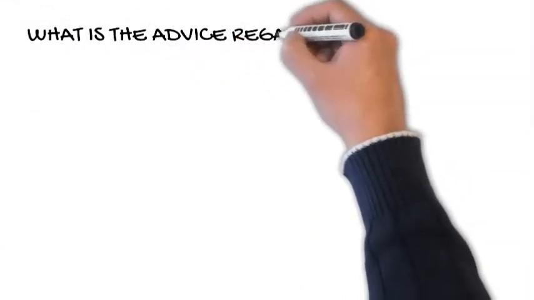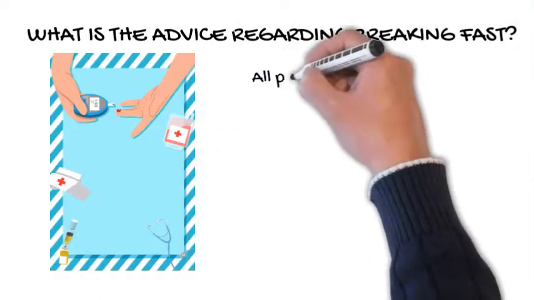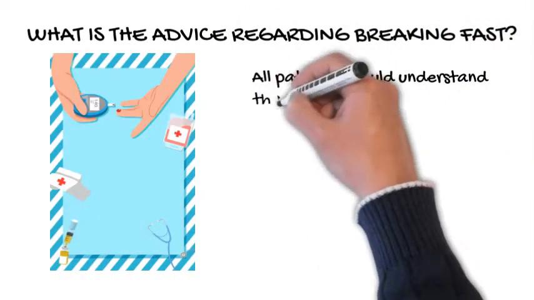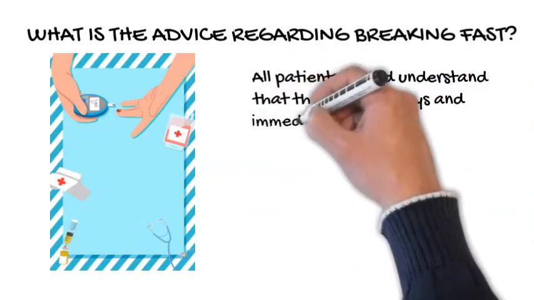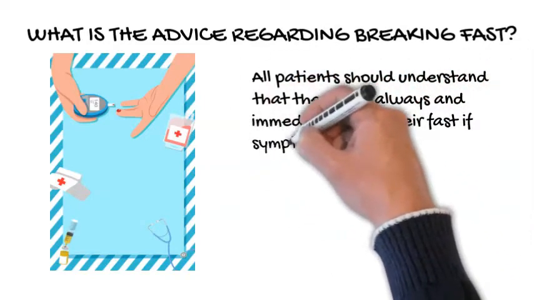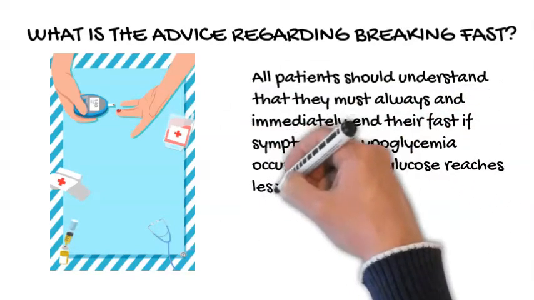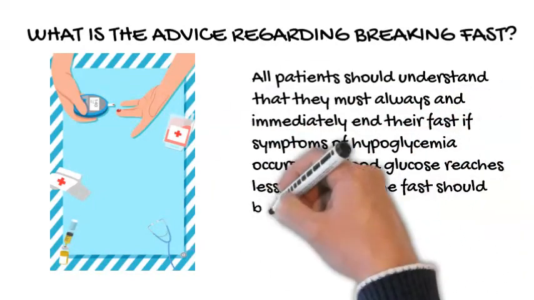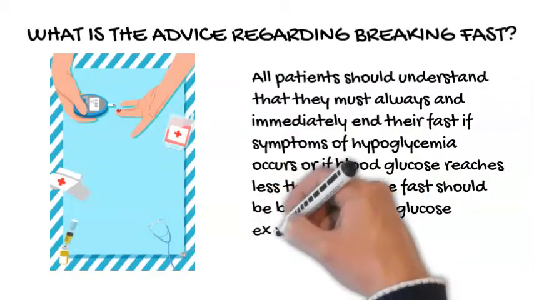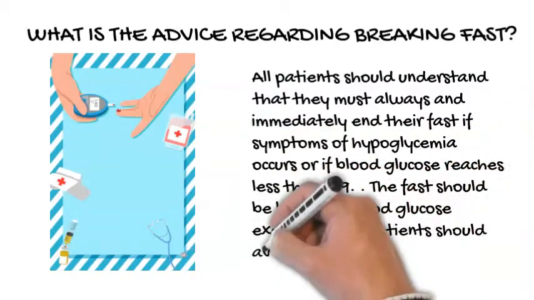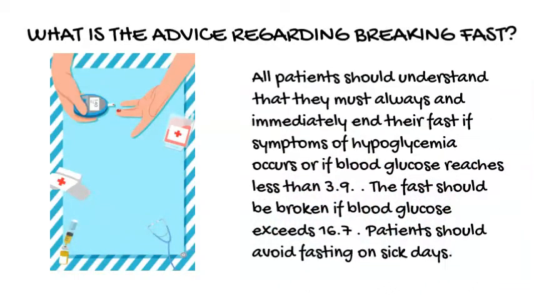What is the advice regarding breaking fast? All patients should understand that they must always and immediately end their fast if symptoms of hyperglycemia occur or if blood glucose reaches less than 3.9. The fast should be broken if blood glucose exceeds 16.7. Patients should avoid fasting on sick days.